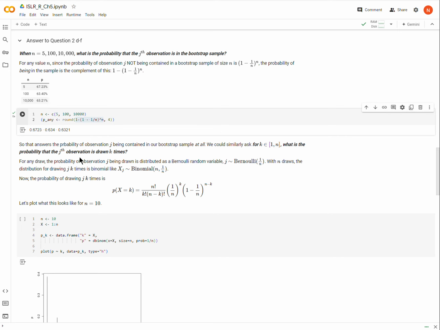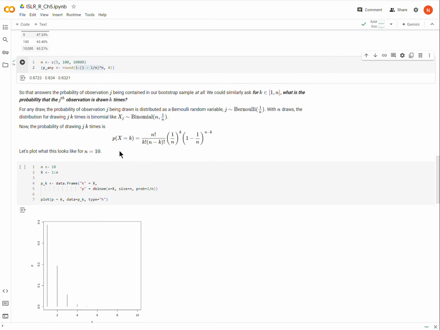I'm actually going to drill down a little bit further into this question, even though it's not asked for. So what we've just seen is the probability that the observation j is contained in our bootstrap sample at all. But remember, every time that we make a draw from our data, we put that observation back in the pool of things that can be drawn again. So any observation can be drawn more than once. In fact, it can be drawn up to n times, because I'm making n draws, and the jth observation is available for all n draws.